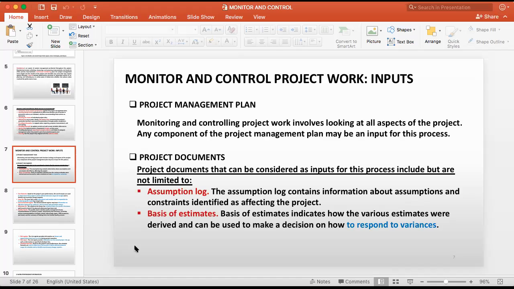And the basis of estimate. Basis of estimate indicates how the various estimates were derived and can be used to make a decision on how to respond to variances. The estimating purpose. Sometimes, say for this work, this is the cost, we add 10%. Cost plus 10% we are going for. The estimation is that one. You get the actual cost, put 10%.